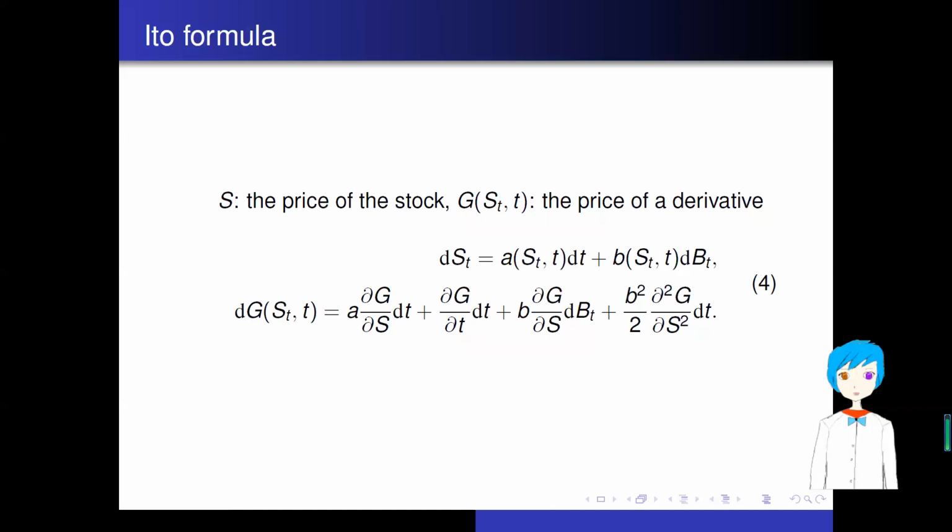Next, we have the well-known Ito formula. As an example, suppose that S is the price of the stock, and G is the price of a financial derivative that depends on the stock. So we can write dG equals a partial G partial S dt plus partial G partial t dt plus b partial G partial S dBt. So this is a stochastic term plus the second order term, b squared over 2 partial squared G partial S squared dt.